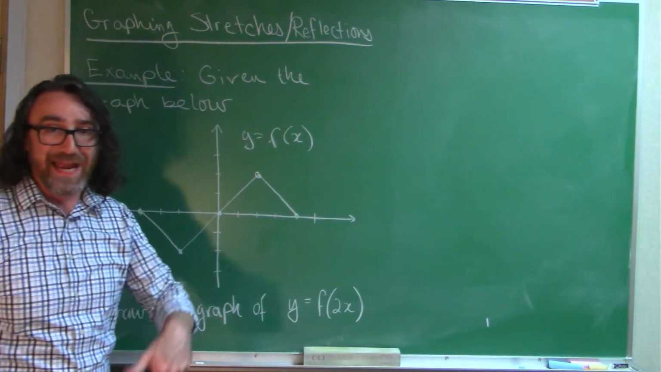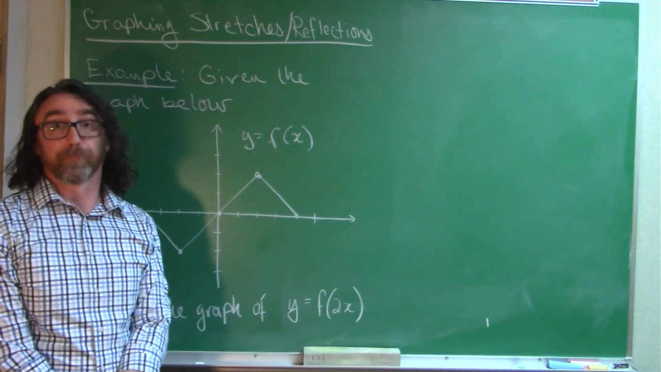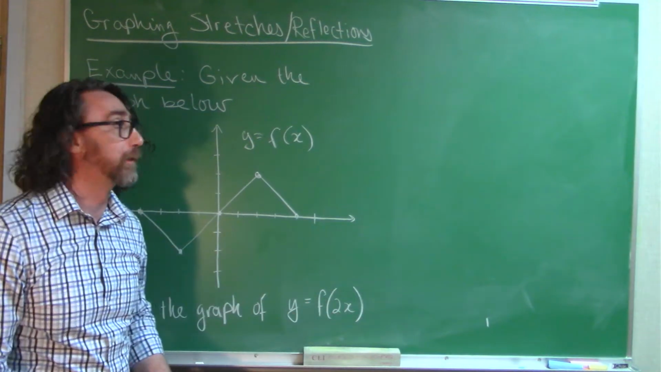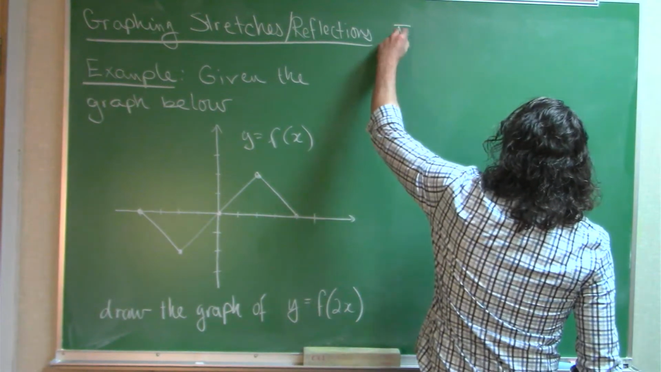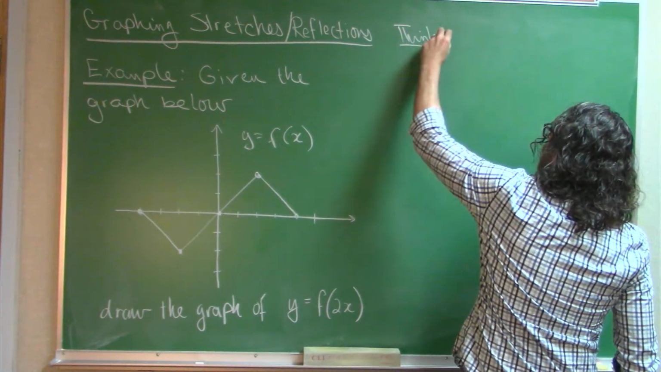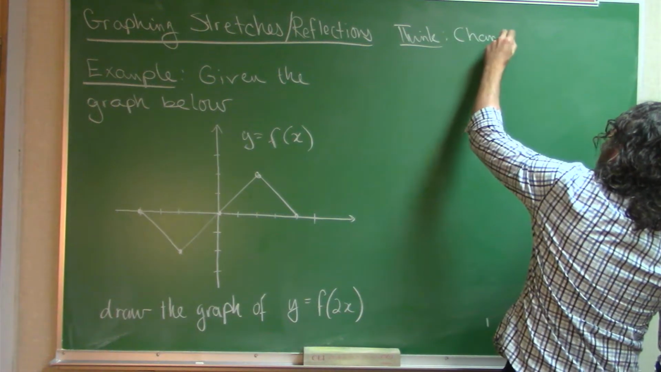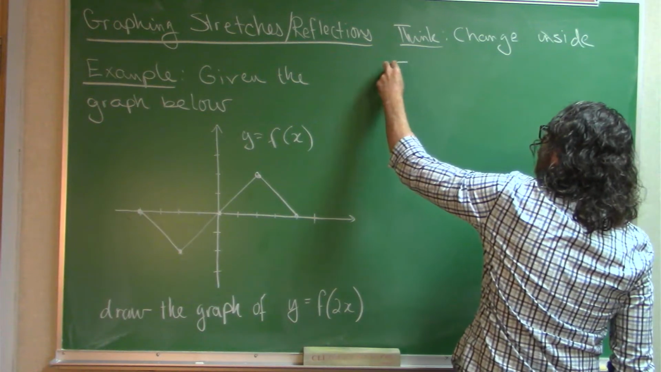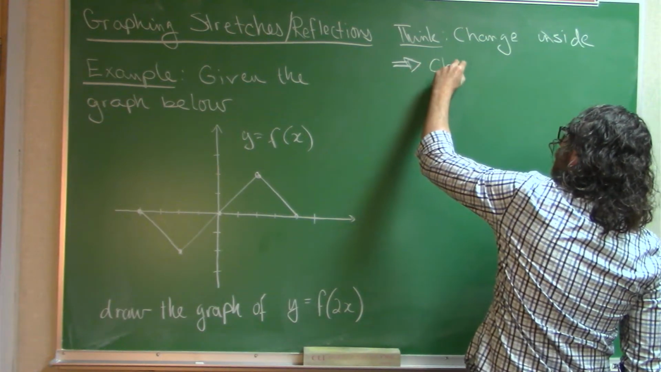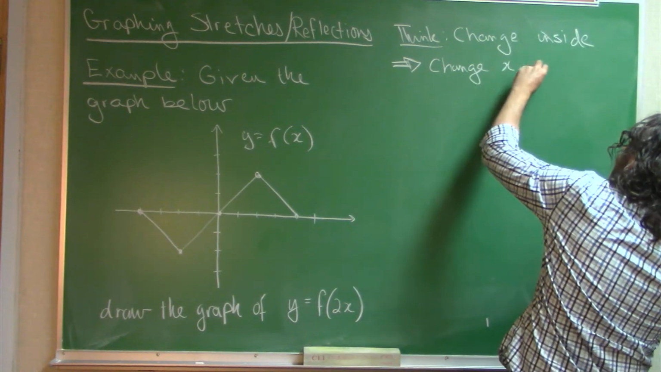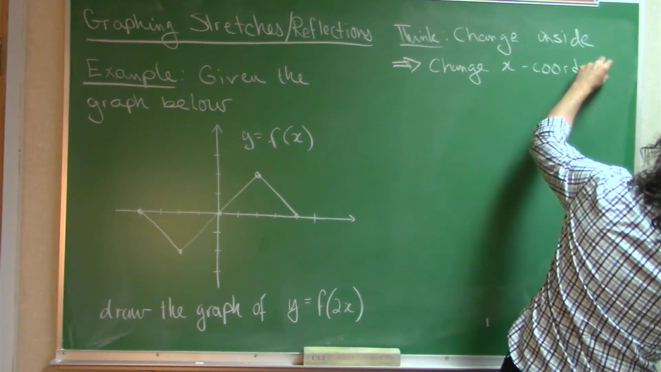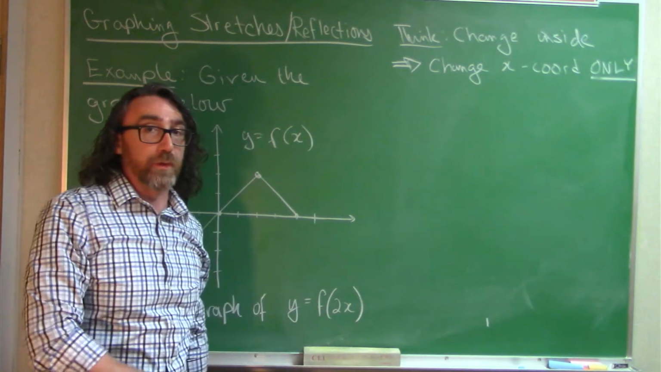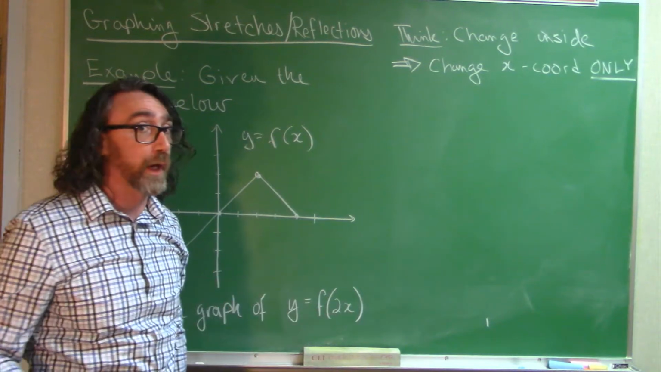F of 2x. Okay, similar, but there's an important difference. Before the 2 is outside, now the 2 is inside. So here's our thinking. The change was inside. We change the x-coordinates, and only the x-coordinates. Changes to the inside affect the x-coordinates, not the y-coordinates. So we're not going to touch the y-coordinates.